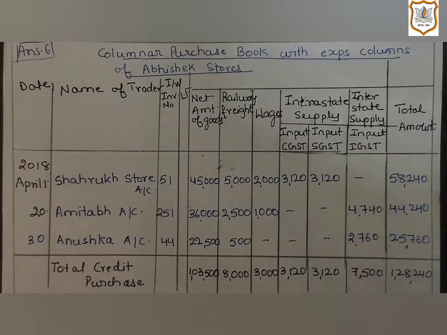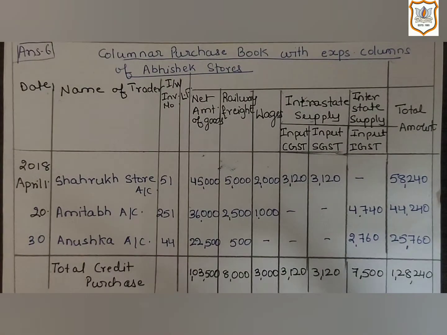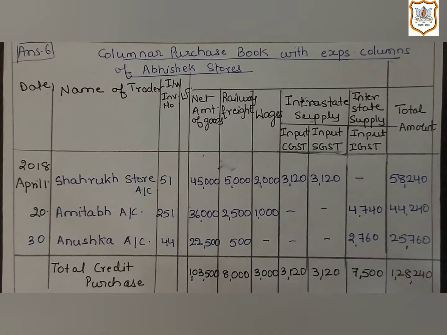Before proceeding further, let us understand why a columnar purchase book with expense columns is prepared. What is the need? See, many times when a businessman purchases goods on credit, the seller prepares his invoice by adding various other charges apart from the sales value of goods. Normally, such charges are in respect of GST, railway freight, carriage, wages, etc.